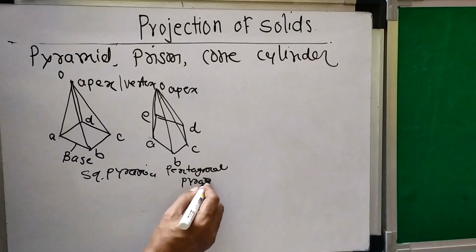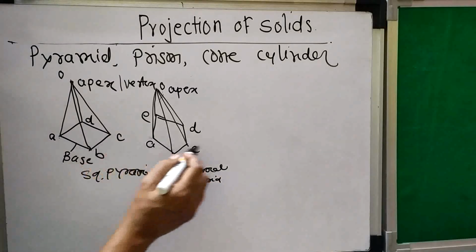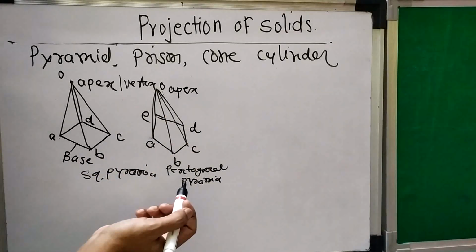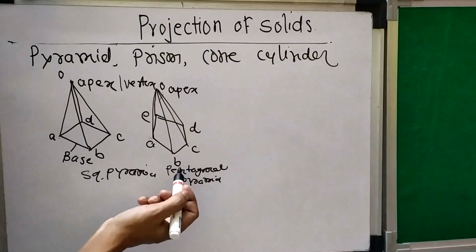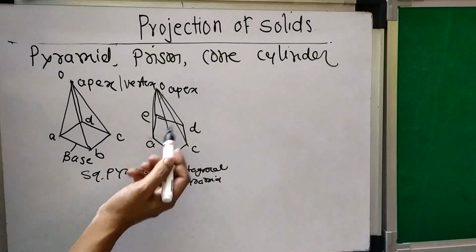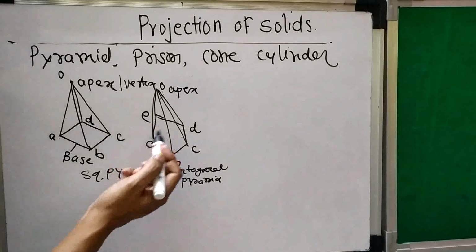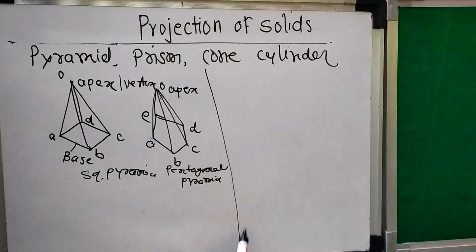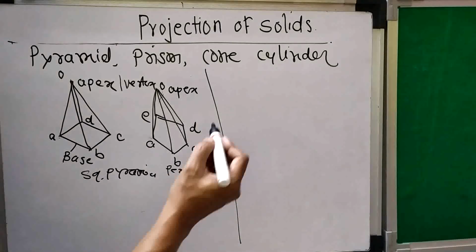In this way we can have a number of types of pyramid according to the base. If it is a triangle as a base, then it's a triangular pyramid. If it has a rectangle as a base, rectangular pyramid. If it has a hexagon as a base, a hexagonal pyramid. So this is the category of the pyramid. Then we have the category of a prism.